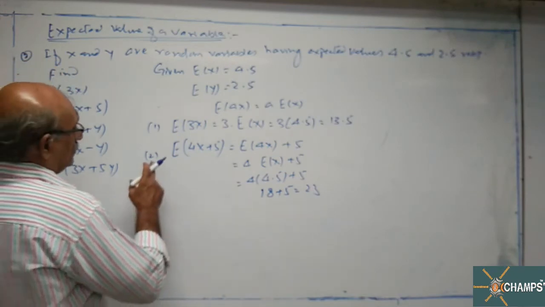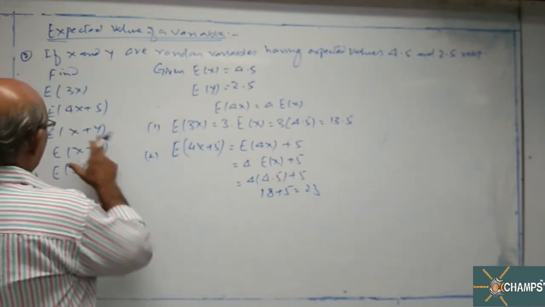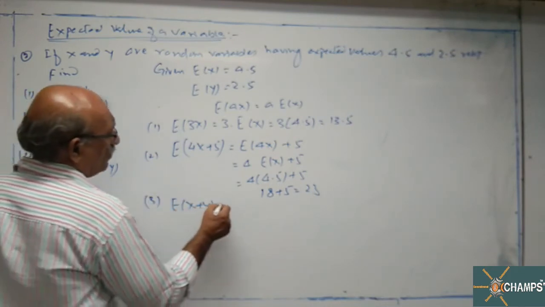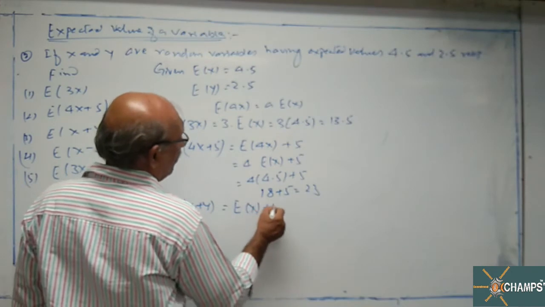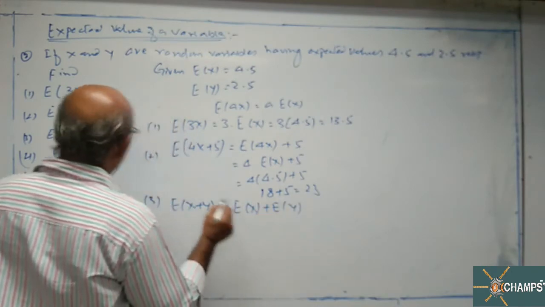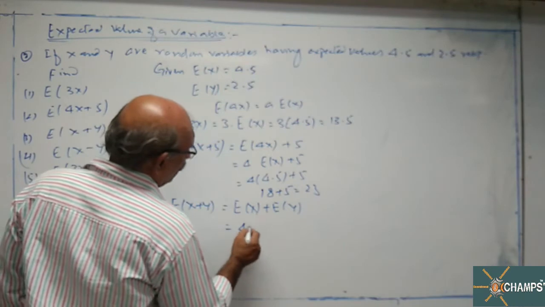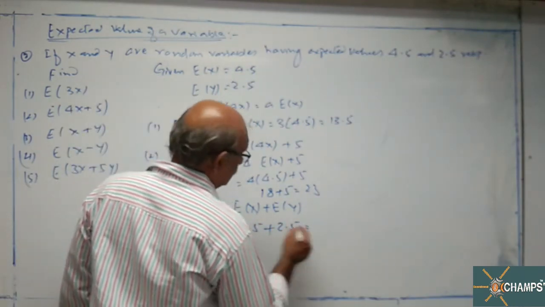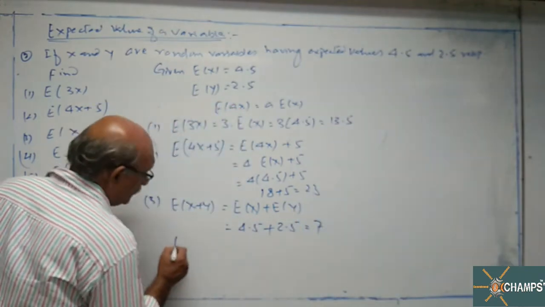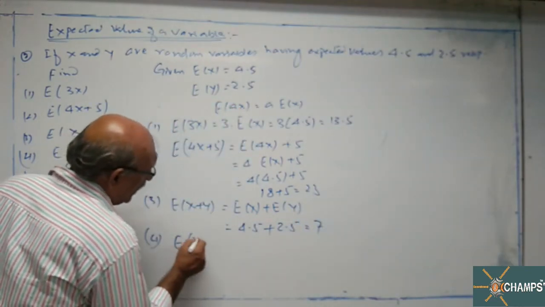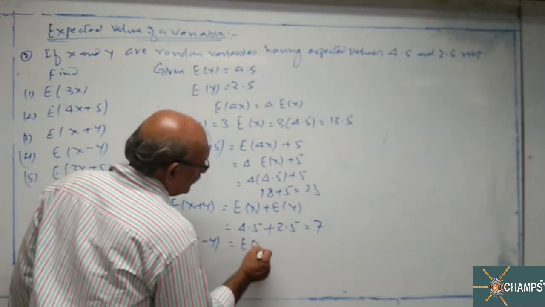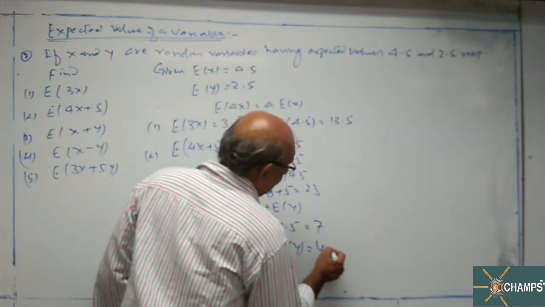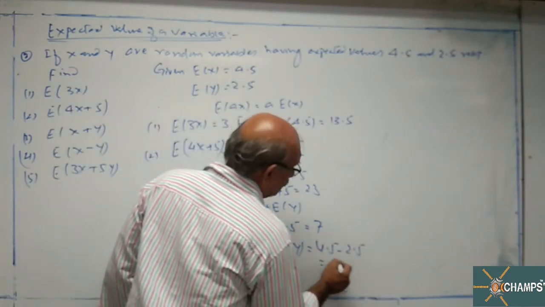Look at the third question. E of x plus y is equal to E of x plus E of y. E of x is equal to 4.5. E of y is equal to 2.5. The answer is 7. Fourth question. E of x minus y is E of x minus E of y, 4.5 minus 2.5, this is 2.